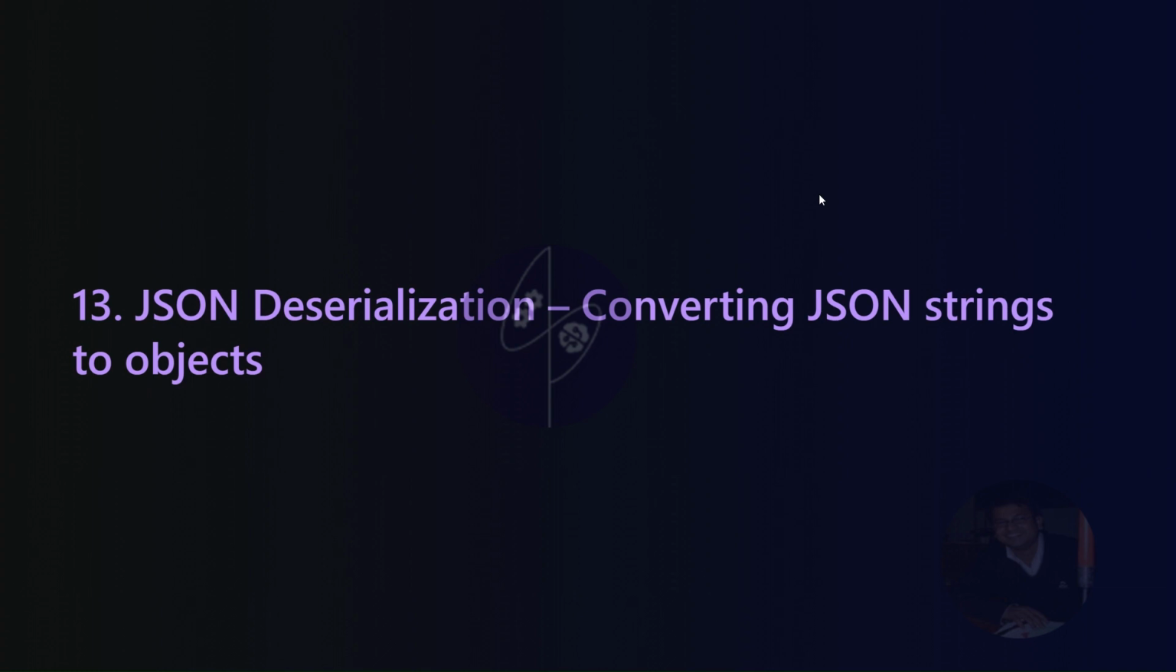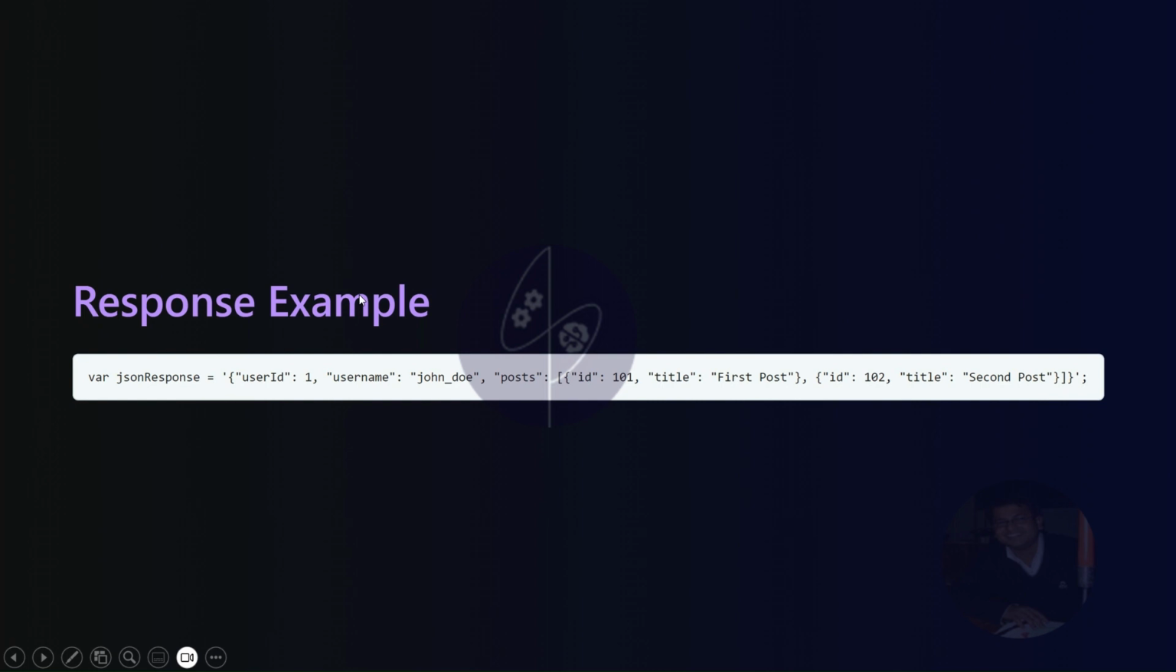Let's dive into a real-world scenario where JSON deserialization plays a crucial role in web development. As many of you may know, web applications often interact with external APIs to fetch and display data. These APIs commonly communicate using JSON, a lightweight and readable data interchange format. In our example, we'll simulate a scenario where our web application makes a request to an imaginary API and receives a JSON response containing user information and posts.